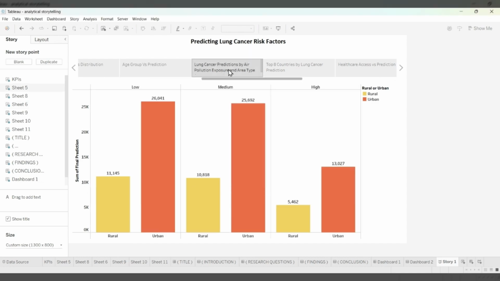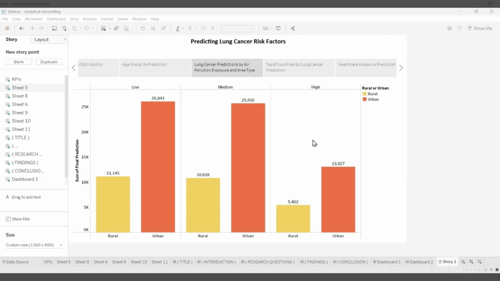Next, we examine how air pollution and living environment influence prediction. This chart shows that urban residents consistently have higher predicted cancer rates, even at low and medium pollution levels. Although cases dip slightly at high pollution levels, urban rates still dominate. This suggests urban living, due to factors like traffic and industrial exposure, carries significant risk.